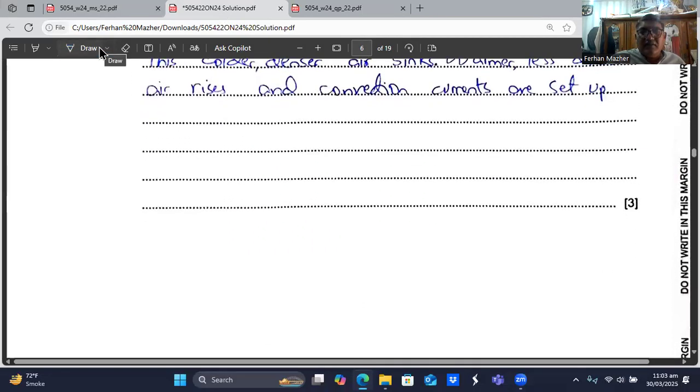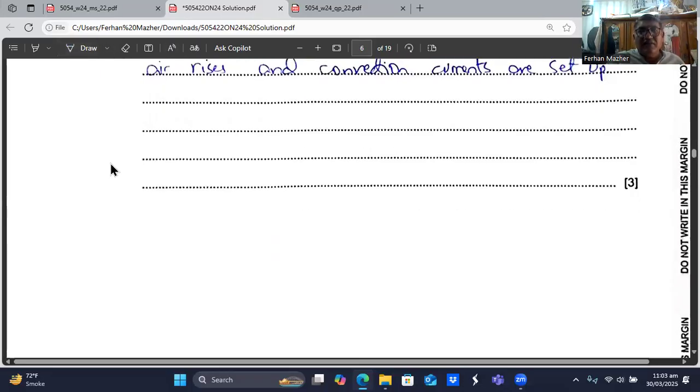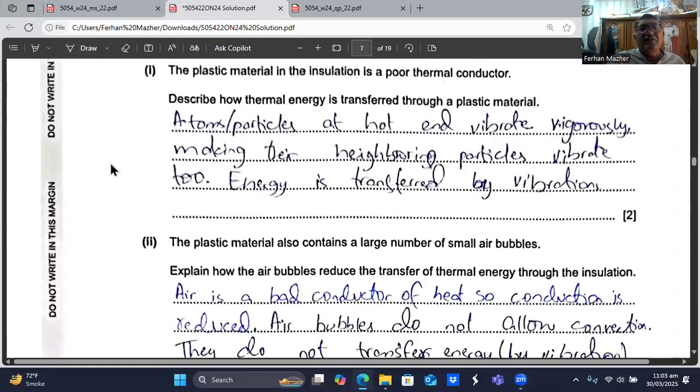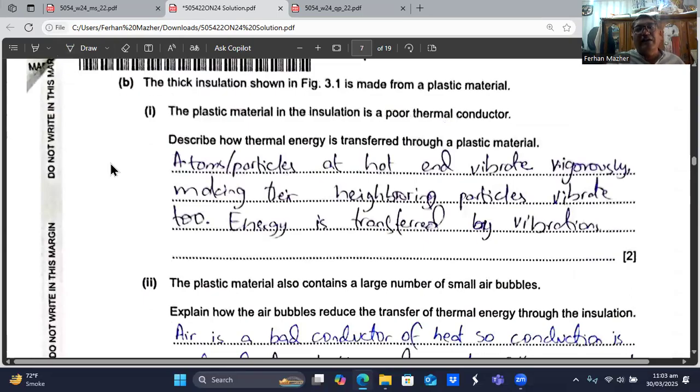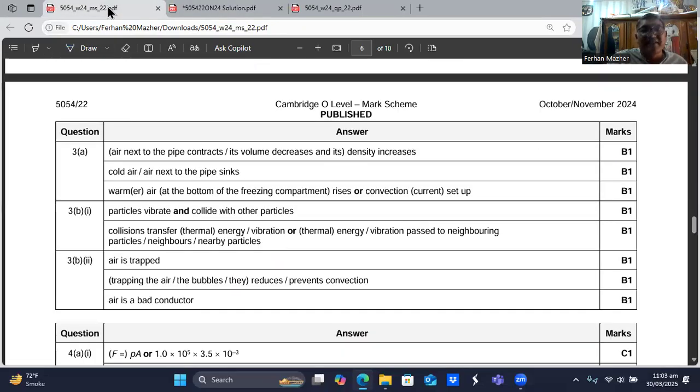So here we go. Atoms and particles at the hot end vibrate vigorously and make their neighboring particles vibrate too. Energy is transferred by the vibration. The amplitude of vibration increases, so they collide with their neighboring particles. Write this sentence as well because we still have one line. So you can write this answer as well.